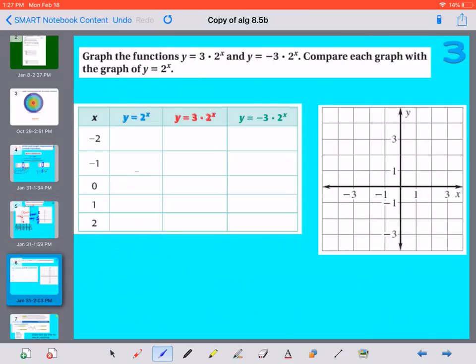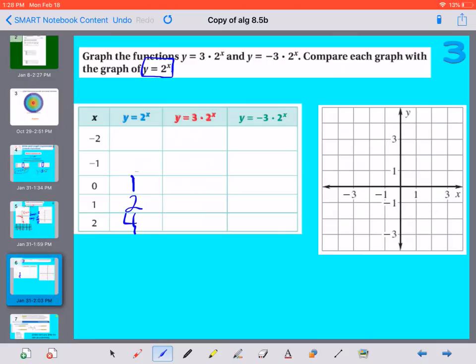Alright, next one. We are graphing 3 functions here. We're going to compare them to y equals 2 to the x power. So let's start with that one. Y equals 2 to the x. Well, if we start with 0, 2 to the 0 power is 1. 2 to the 1 power is 2. And 2 to the 2 power, that's 4.